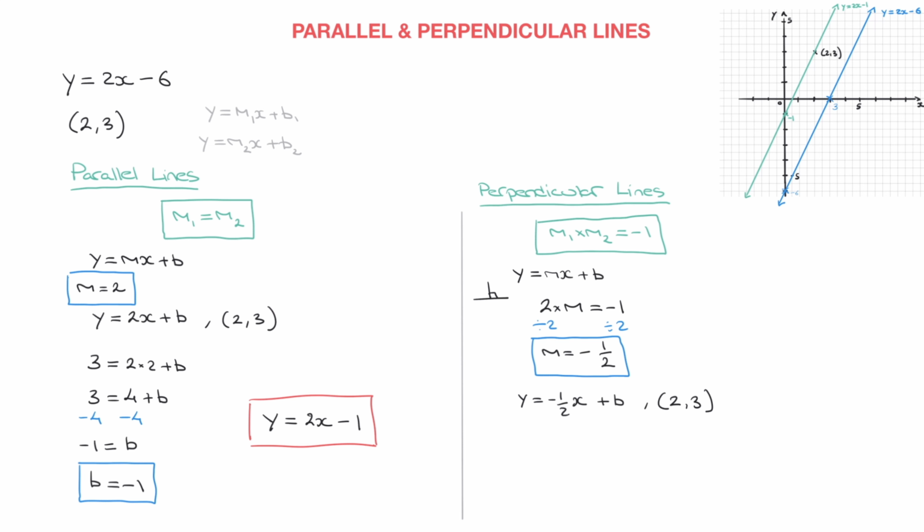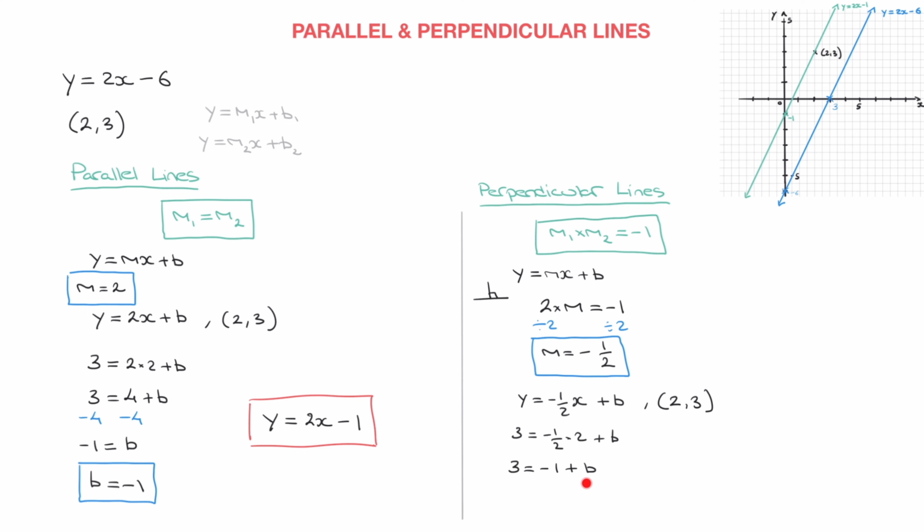And so to figure out what b is, all we'll have to do is replace the x we have here by 2 and the y we have here by 3. So this becomes 3 equals negative 1/2 times 2 plus b. Now to take care of this negative 1/2 times 2, well, I like to think of this as the opposite of, instead of the word negative, 1/2 times 2. And 1/2 times 2 means 1/2 of 2, and 1/2 of 2, well, that's just 1. So this quickly becomes 3 equals negative 1 plus b.